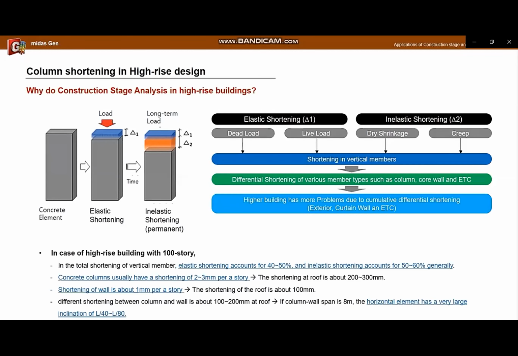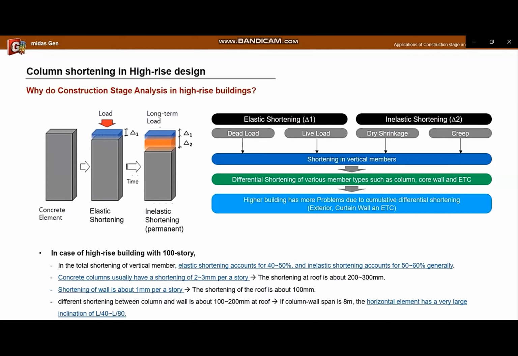If we look at the case of a high-rise with 100 stories, in the total shortening of vertical members, elastic shortening accounts for 40 to 50% and inelastic shortening accounts for 50 to 60% generally. Concrete columns usually have a shortening of 2 to 3 millimeters per story, so the shortening at the roof is about 200 to 300 millimeters. The shortening of a wall is about 1 millimeter per story, and the shortening at the roof is about 100 millimeters. Therefore, the different shortening between column and wall is about 100 to 200 millimeters at the roof.